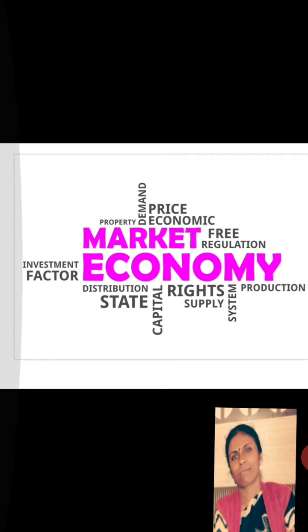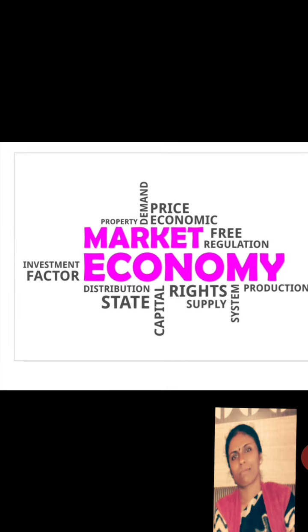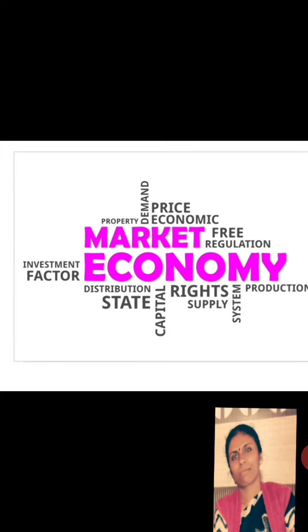Then a few merits and demerits are there related to centrally planned economy. Merits are, greater importance is given to quality of life, resources, economic development, and avoiding duplication, competition, etc. Greater importance is given to quality of life, meaning healthcare facilities, education, elimination of poverty, elimination of unemployment, etc.